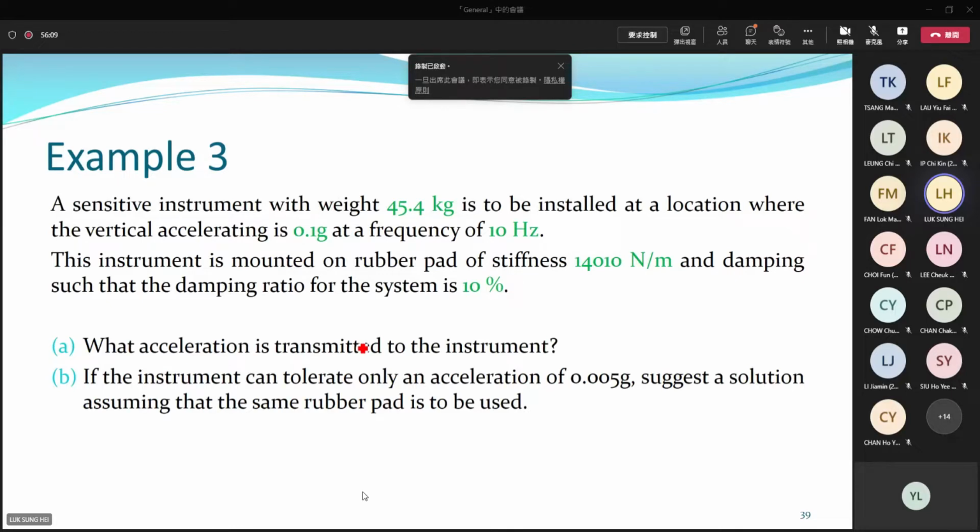Here is one example to show you how to deal with transmissibility problems. Suppose we have a sensitive instrument with weight equal to 45.4 kg installed at a location where the vertical acceleration is 0.1 g at a frequency equal to 10 Hz. Simply speaking, we have a sensitive instrument sitting on a platform. The mass of this instrument is 45.4 kg.